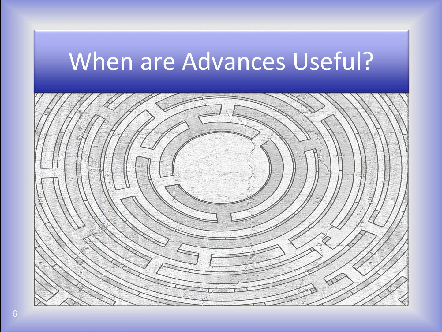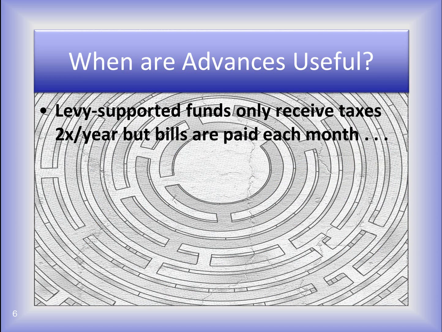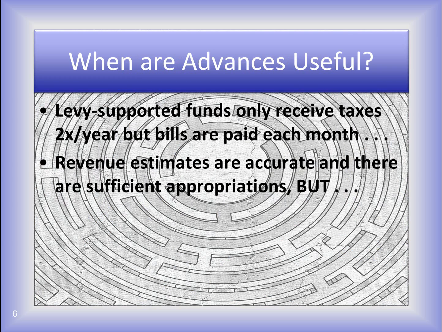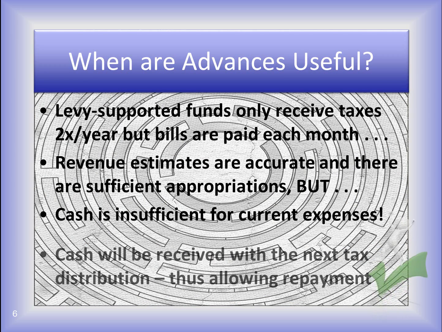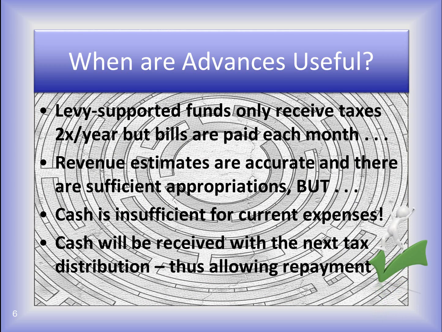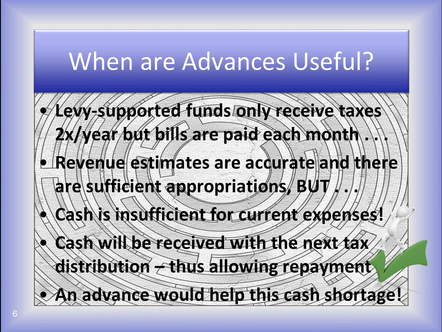When would an advance be useful? Well, when you have a levy-supported fund that only receives tax revenue twice a year, but bills are paid each month. Revenue estimates are accurate, and there are sufficient appropriations, but the cash is insufficient for current expenses. Cash will be received with the next tax distribution, thus allowing repayment. An advance would help with this cash shortage.